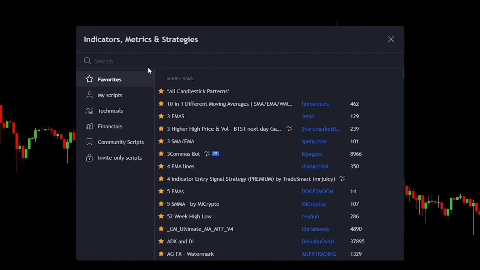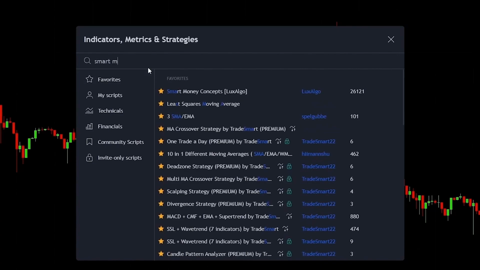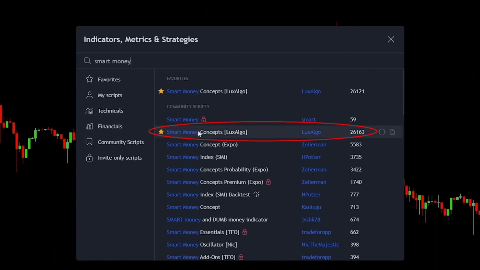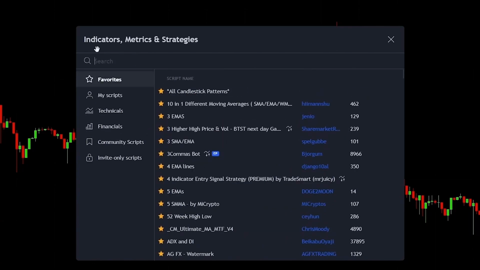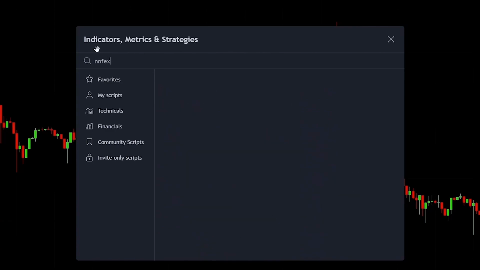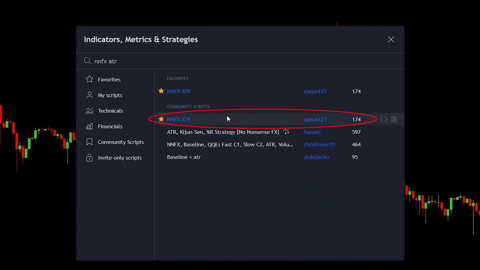For the entry signal, we are going to use the Smart Money Concepts by Algo. Add this one to your chart. For the base stop loss, as always, we will use the NNFX ATR. Add this one to your chart.